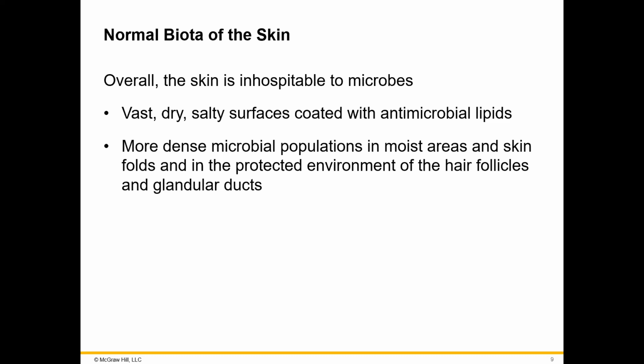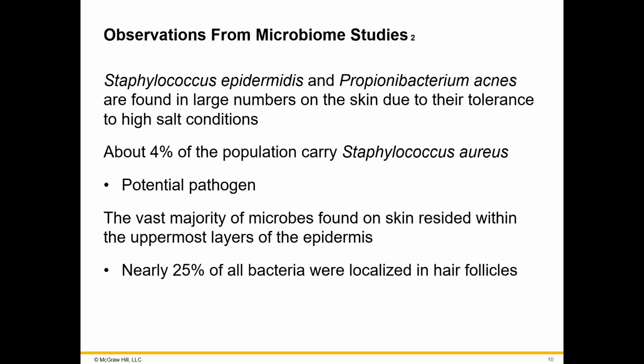We have the highest concentration of our microbes in the folds and the warm, moist areas of the skin. The two most common microbes that are part of the biome are Staphylococcus epidermidis, as well as Propionibacterium acnes, P. acnes, which you've probably heard about in acne commercials. These guys are in very high concentration on the body.